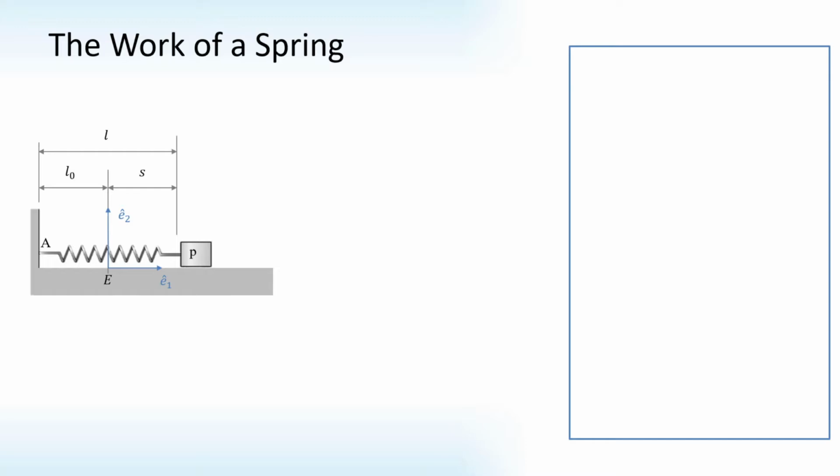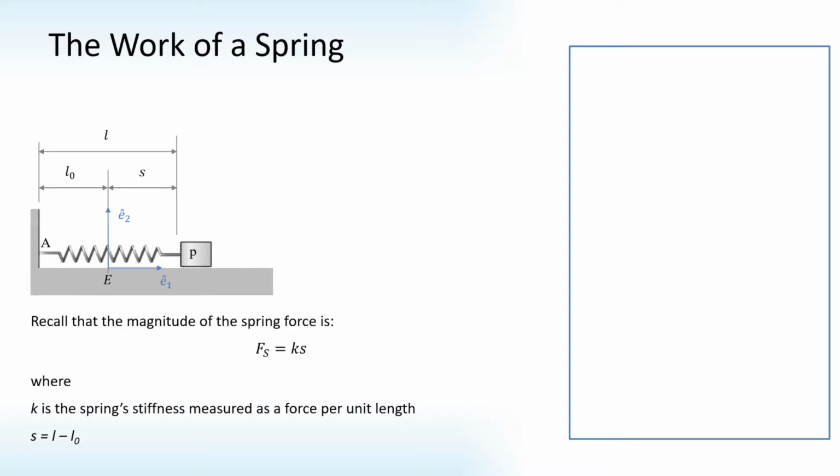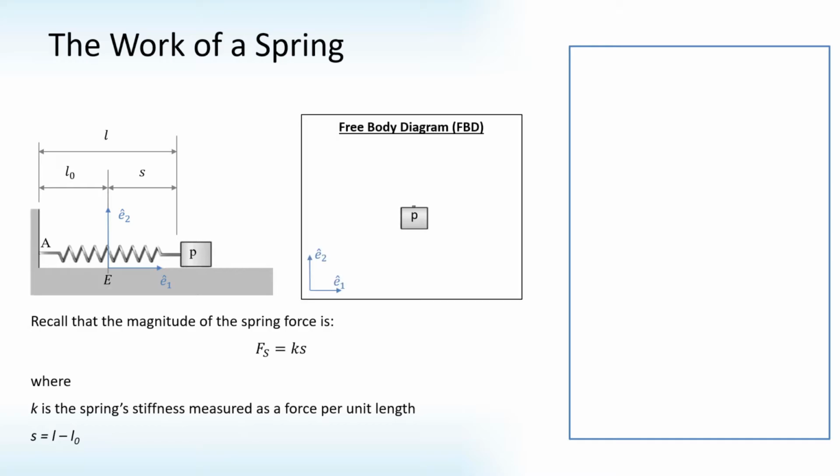Now let's think about the work of a spring. Recall that the magnitude of the spring force is K times S, where K is the spring stiffness measured as a force per unit length, and S is the stretch or compression defined as the difference between the deformed length L and the undeformed length L naught. To help us visualize the spring force, let's draw a free body diagram. I will go ahead and add the weight force and the normal force. Be careful with the direction of the spring force. Remember that it will oppose the stretched length. So if the spring is stretched to the right, the spring force will be directed toward the left.